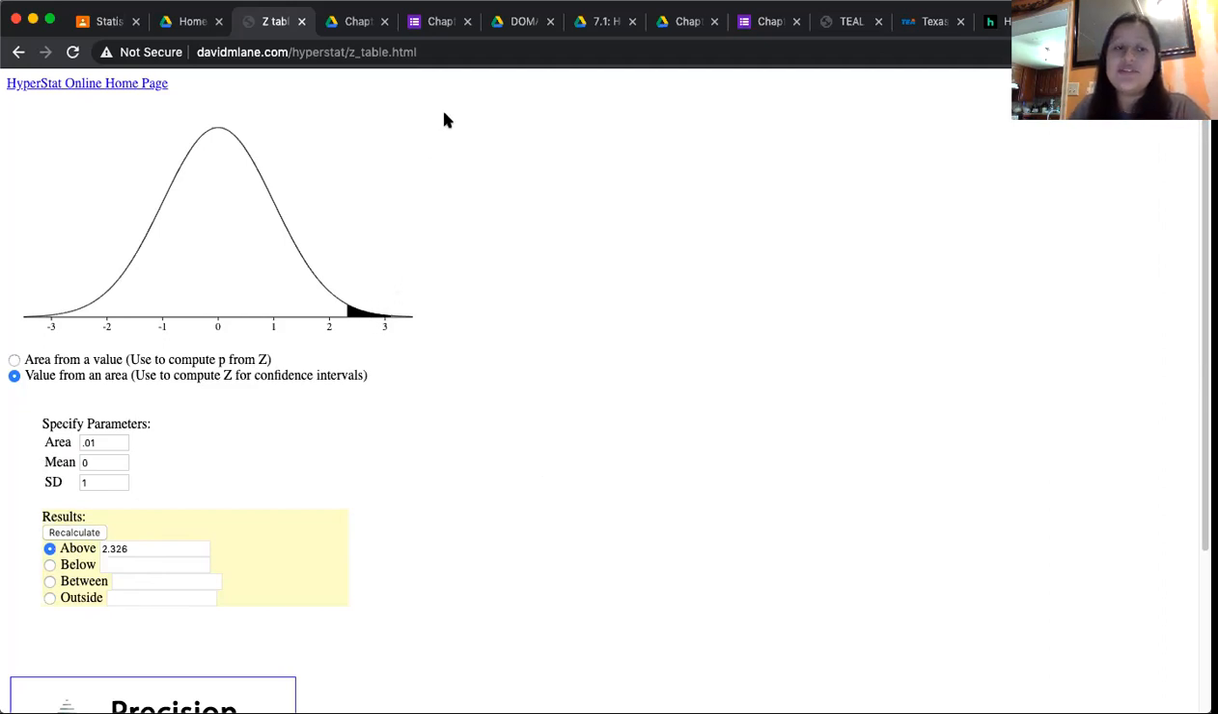So that's how you use this website to find your area, to find your p-value, and to find your critical value. It works the exact same way as our calculators did.